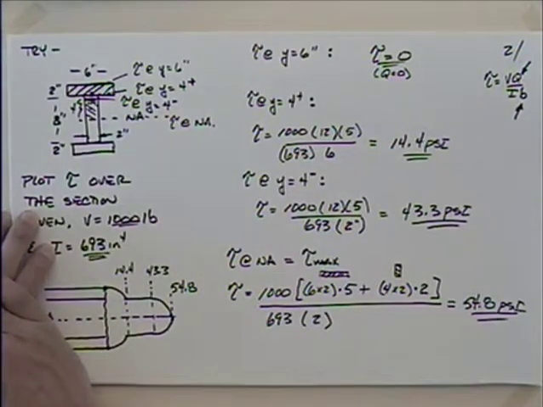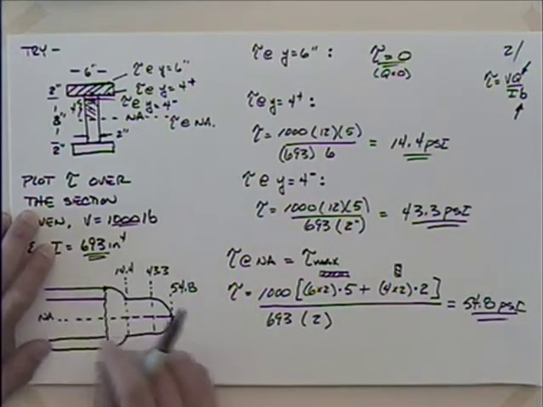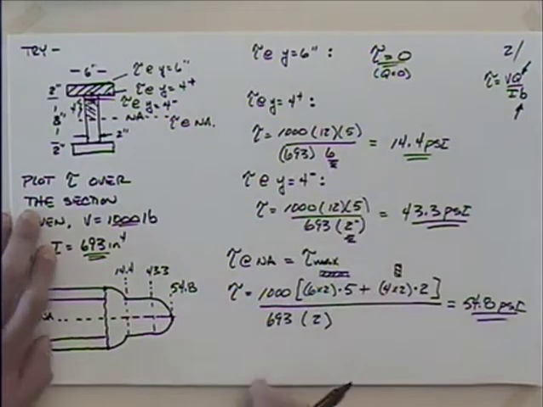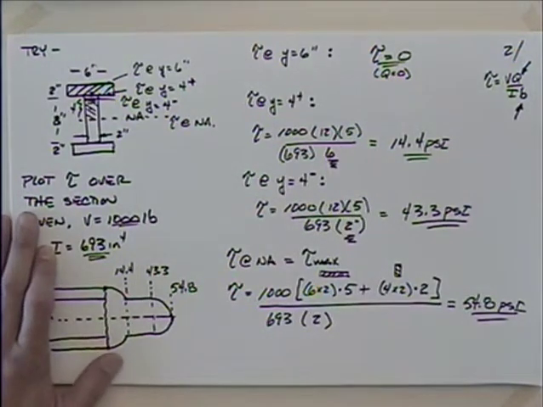Other questions? Yes? What causes that discontinuity right there, the 43.3 on our graph? Is that because of the geometry? It's really strictly this number here because of the geometry, because of the width of the web or the flange.